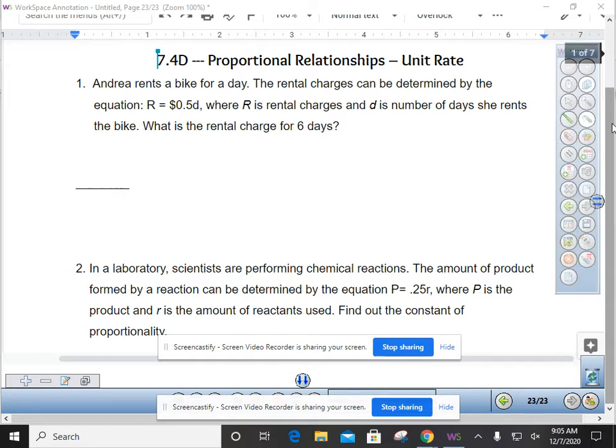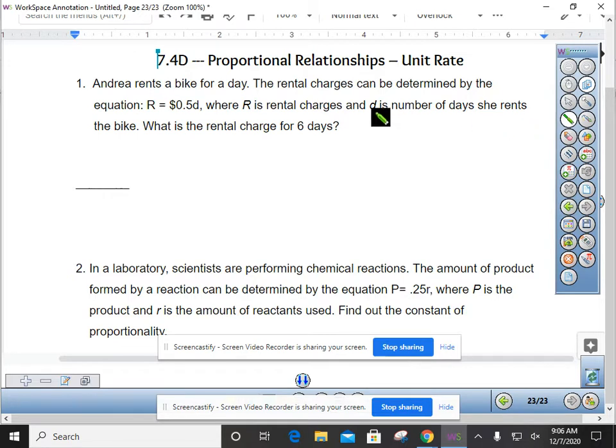Andrea, I'm going to read it and I want you to read it silently to yourself. Andrea rents a bike for a day. The rental charges can be determined by the equation R equals 0.5D, where R is the rental charges and D is the number of days she rents a bike. What is the rental charge for 6 days?